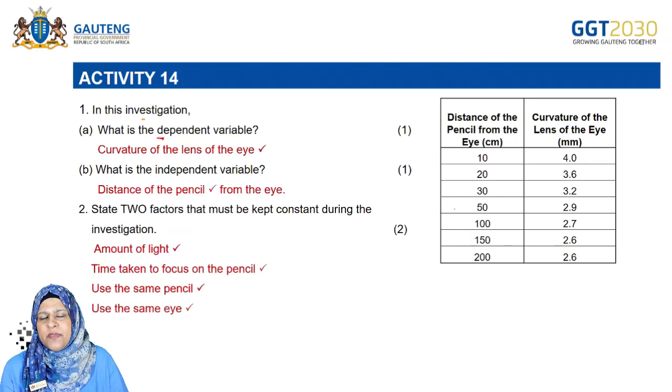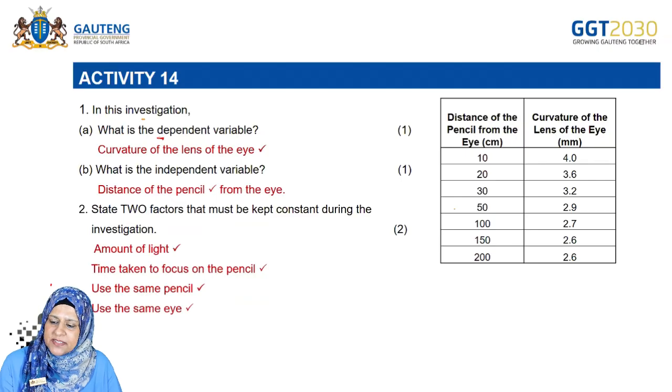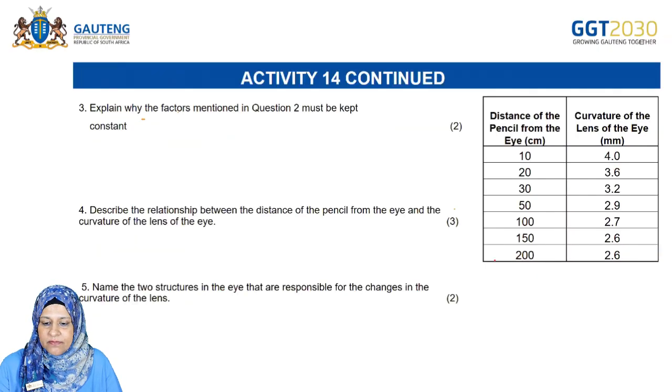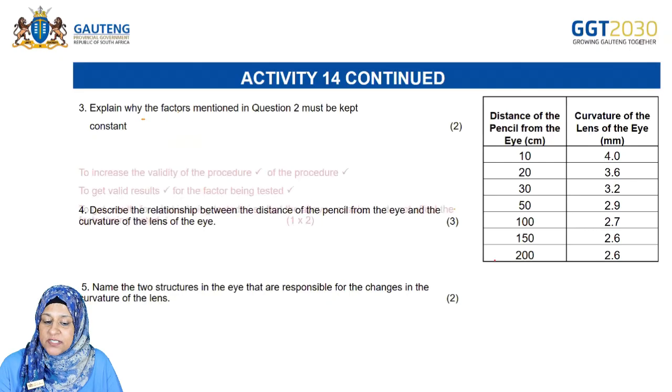You can't use a big fat pencil, a different pencil all the time. And which eye are you using, right? The same eye must be used in both instances, okay? In each of these instances, you must use the same eye. Let's see this. Explain why the factors mentioned in question 2 must be kept constant.